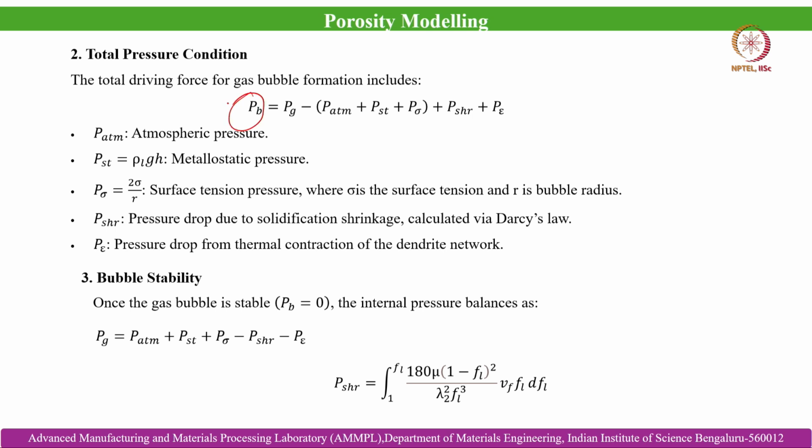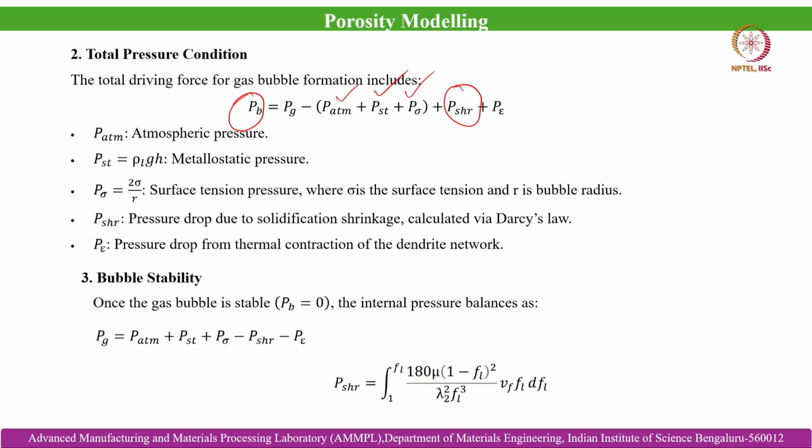Pb, which is equal to Pg, the supersaturation gas pressure within the liquid melt, minus. As I told you earlier, there are some forces which promote pore formation and some others which serve to nullify or compress the pore size. Pg is the supersaturation gas pressure, which is of course the driving force for pore formation, minus the nullifying forces which try to negate pore formation, that is the atmospheric pressure P atm, then the surface tension force, and then the metallostatic head. Plus these two, which again help pore formation, that is the force due to shrinkage.